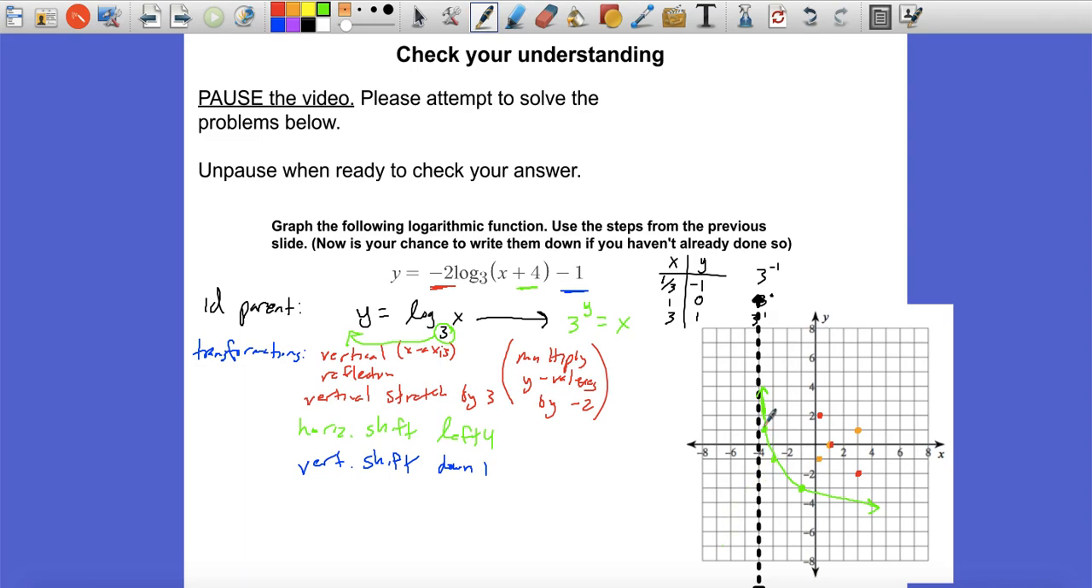And there we have it, passing through those 3 points, vertical asymptote at x equals -4. And that concludes the 3.3a podcast. Make sure you watch 3.3b as well.